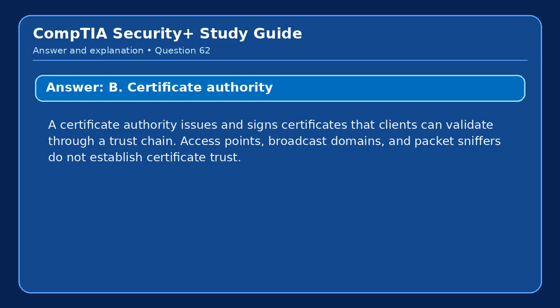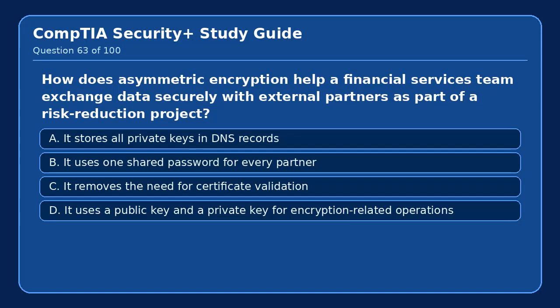Take a moment to choose your answer. The answer is C. Salted and slow cryptographic password hashing. Salting and slow password hashing make password cracking more difficult if the database is stolen. Plain text, poorly managed reversible encryption, and encoding do not provide appropriate password storage protection.